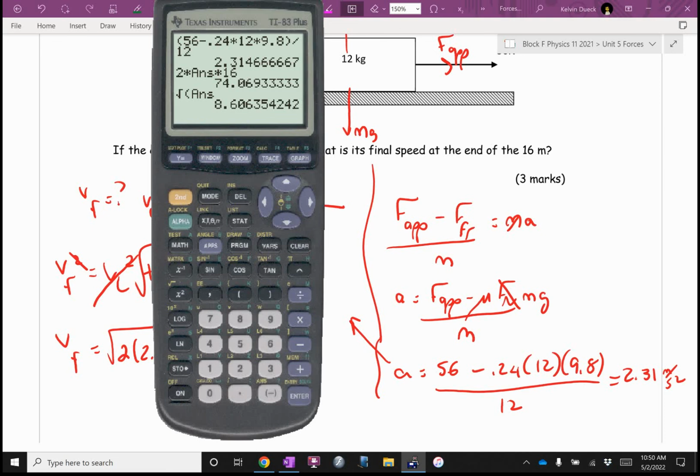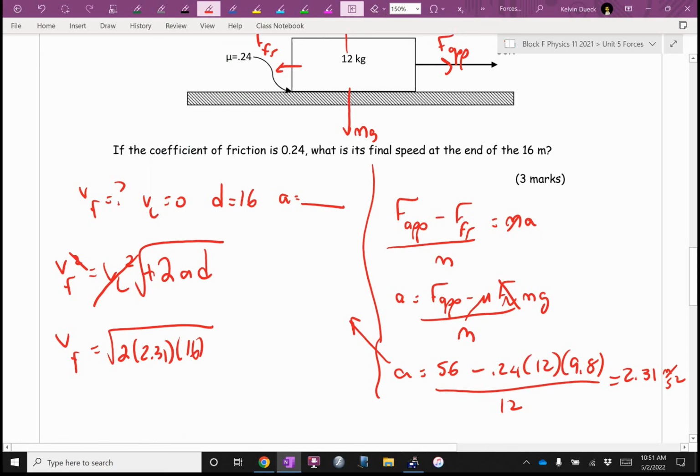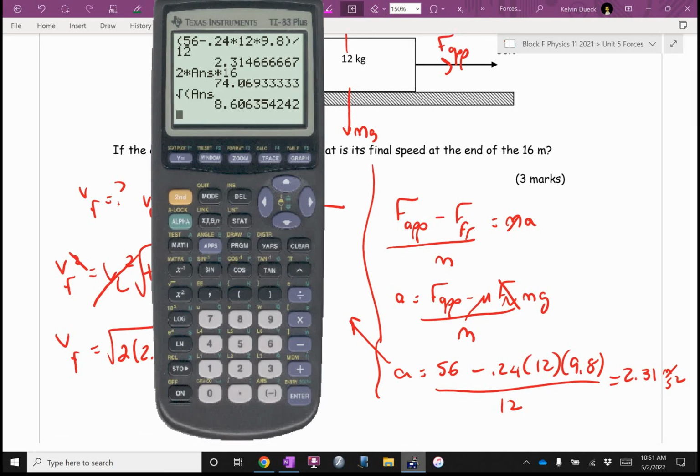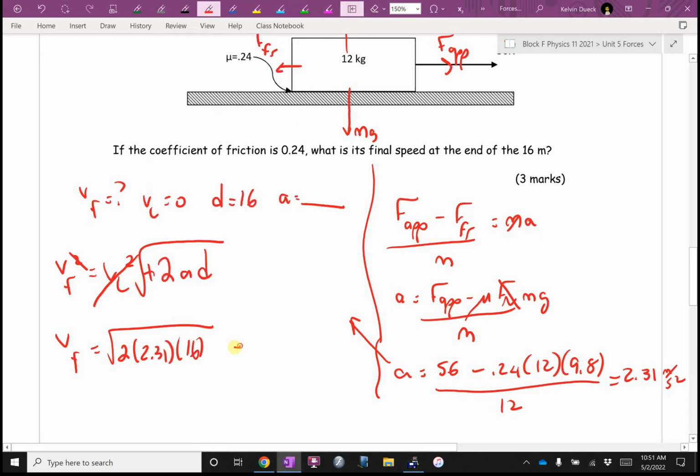How do I know I don't want the negative answer in this question? Remember, sometimes we have to take the negative velocity. Well, looking at my picture, I've got it accelerating to the right. I'll call to the right forwards, and yeah. 8.61 meters per second. If you got that, 3 out of 3.